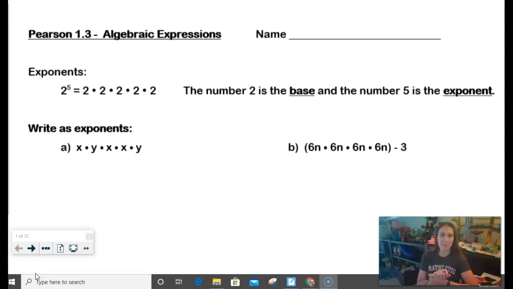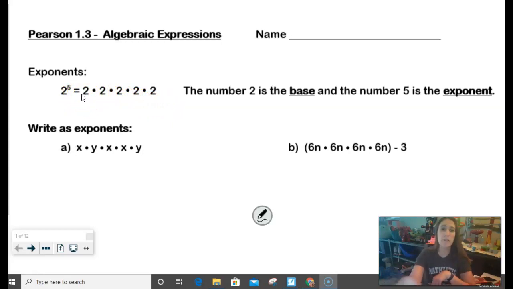So this is our lesson on 1.3 part 1. This is algebraic expressions, and it's actually our first official lesson in Algebra 2. So let's get some vocab back into our brains after our long summer here. If you have 2 to the 5th power, some vocabulary there: 2 to the 5th power, 2 would be your base, and 5 would be the exponent.